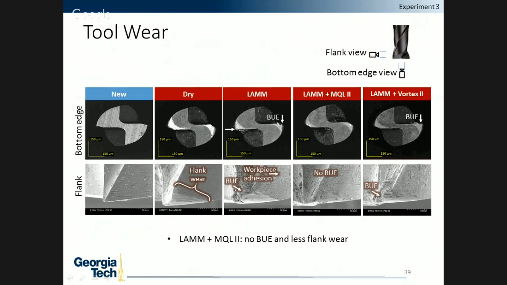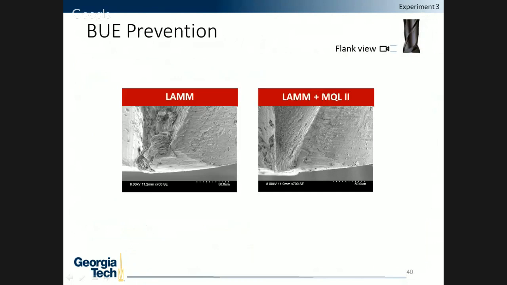And this also shows the result for LAM plus vortex 2. It marginally decreased built-up edge, but not as much as LAM plus MQL2. So the key finding was, with the inclusion of MQL2 to the LAM process, there's no or less built-up edge, and it leads to less tool wear. And this is just a side-by-side comparison of LAM and LAM plus MQL2 of the flank view of the tool.